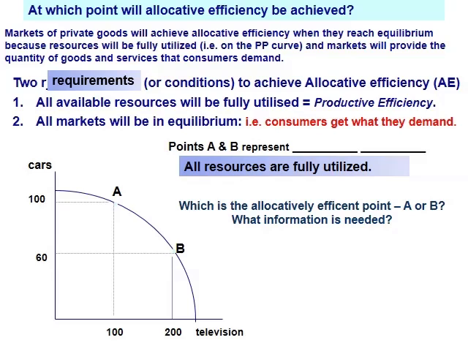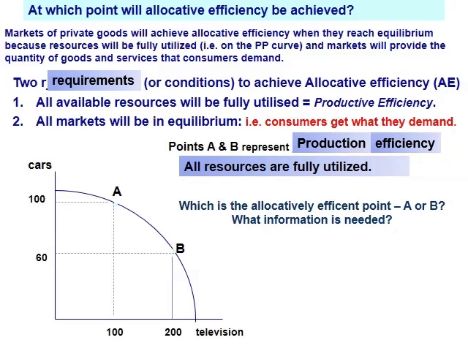All available resources must be fully utilized. In other words, production efficiency must be achieved, and all markets will be in equilibrium. In other words, consumers get what they demand. Points A and B represent production efficiency. All resources are fully utilized.